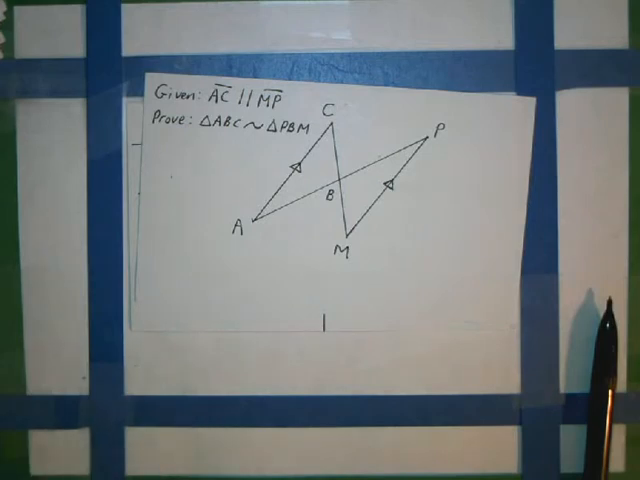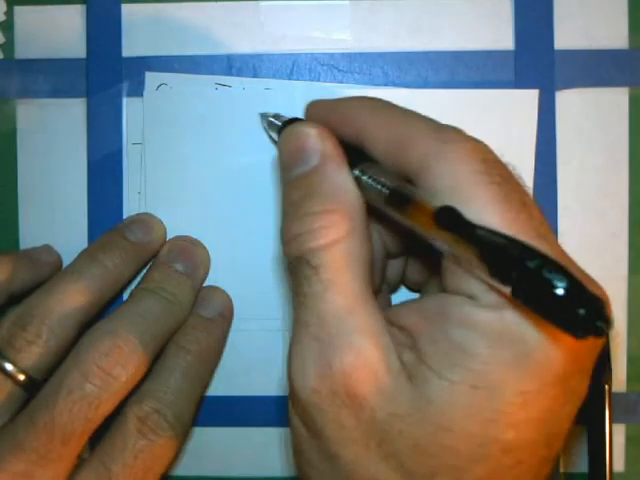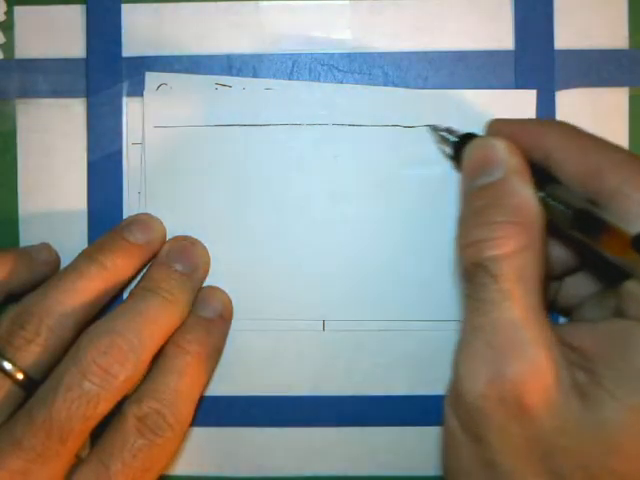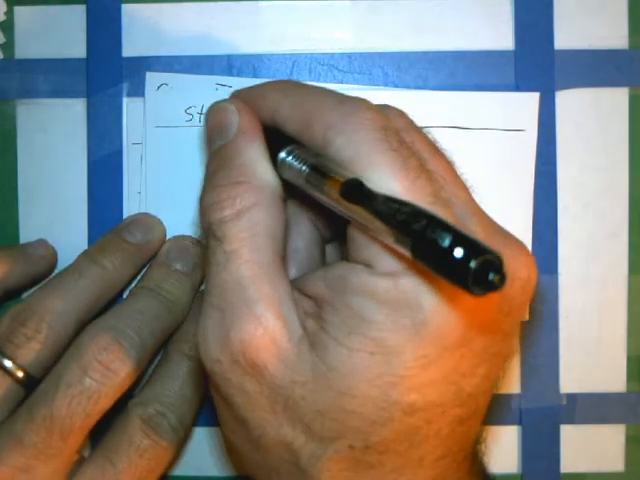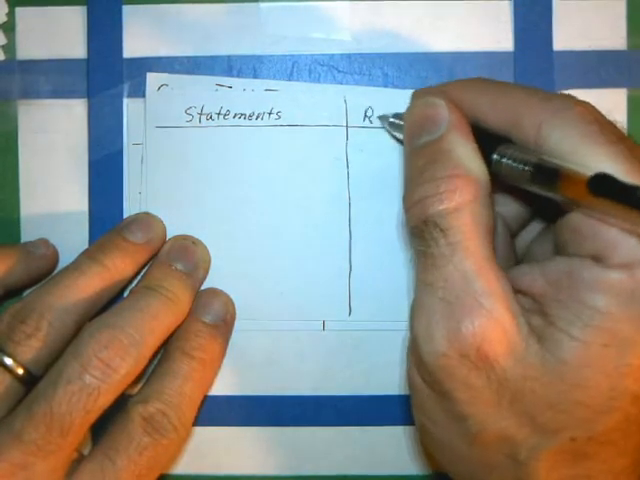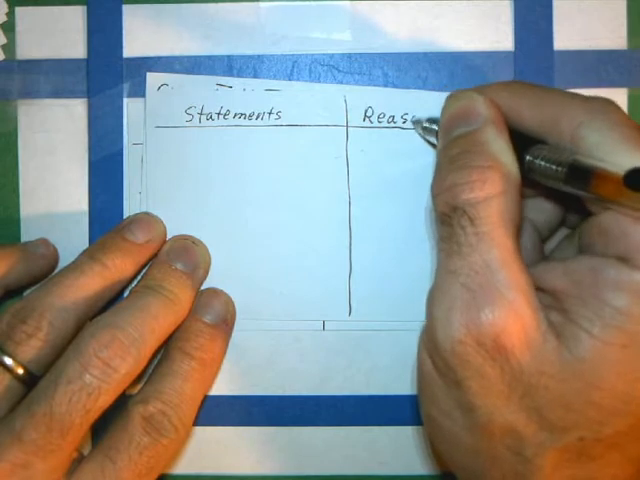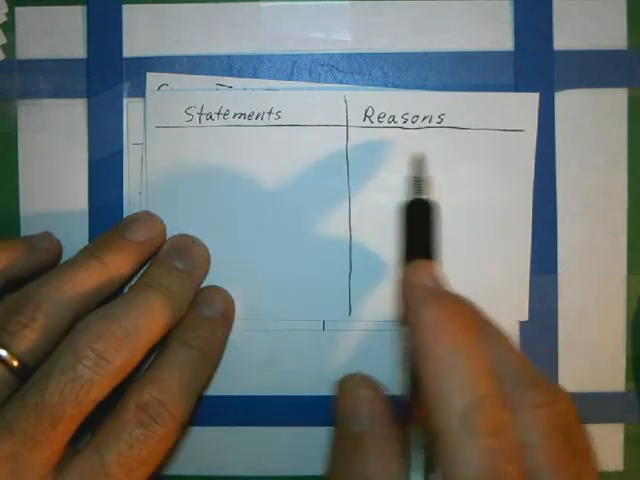The second one, this is all you're given. Now in order to do a proof, the first thing that you're going to do is your T chart, where you have your statements and reasons. So given a blank sheet of paper, you would come across and you would come down. Statements, and reasons. So you're going to have to do that.